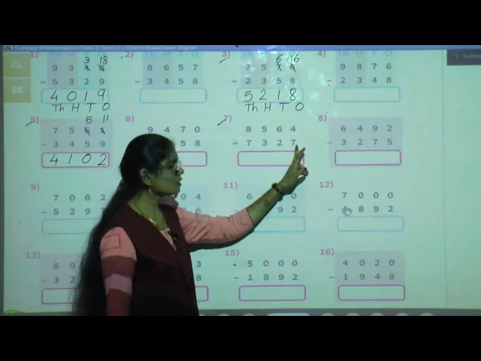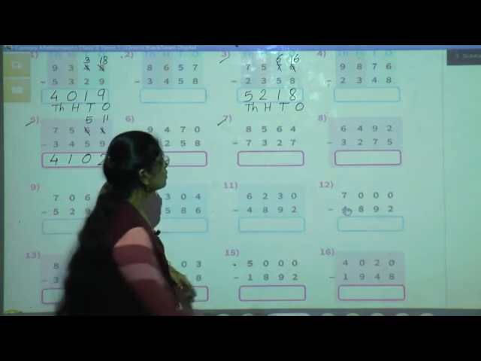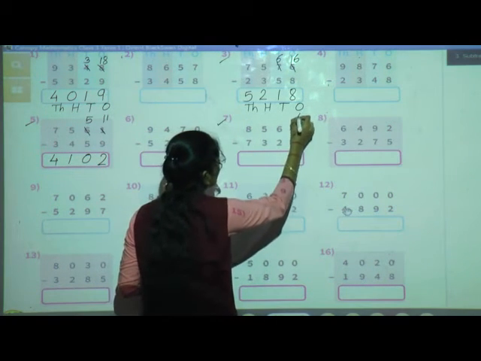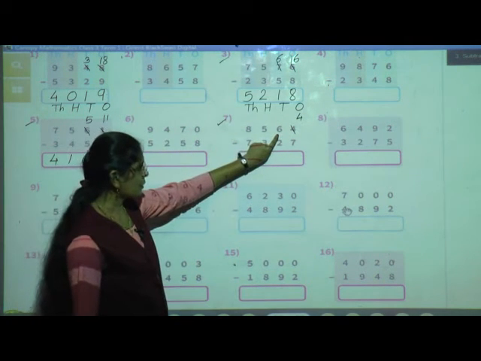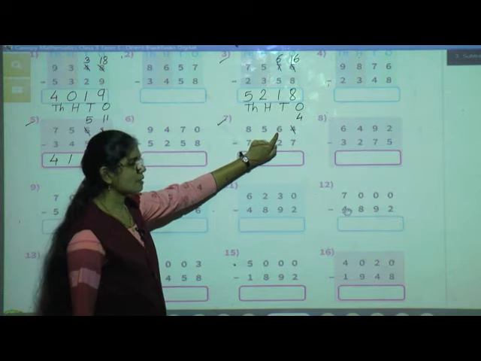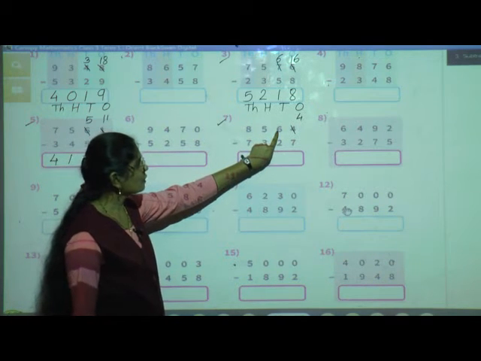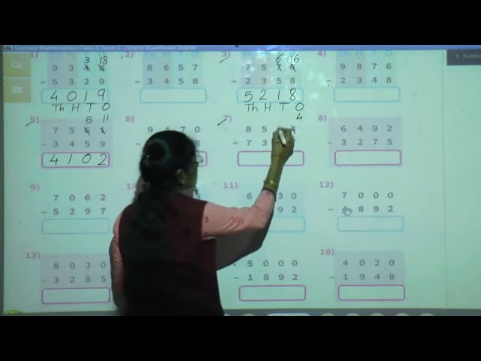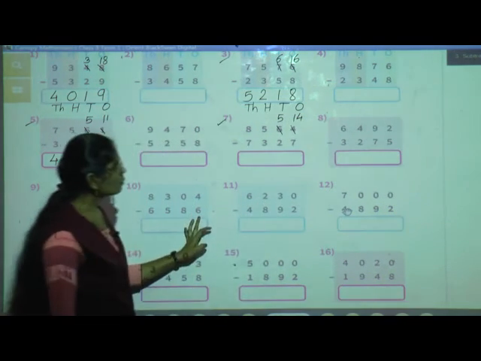4 is smaller than 7, so we can't do 4 minus 7. Then what will we do? Just cut this 4 and write it as it is at the top. Then go to the neighbor. Now tens is the neighbor of ones. It is having 6. So we will take one borrow from this 6. So 6 minus 1 is equal to 5, and here 1 will be taken as a borrow.